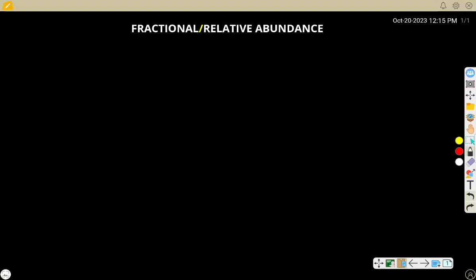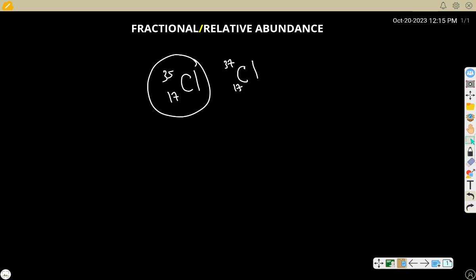So now let's talk about fractional or relative abundance. The abundance is the availability of the element, or the one you see frequently. Out of all the isotopes that exist, which one do you see frequently? Like in chlorine-35 and chlorine-37, chlorine-35 has the highest abundance, that is the highest availability. So how can we now calculate?